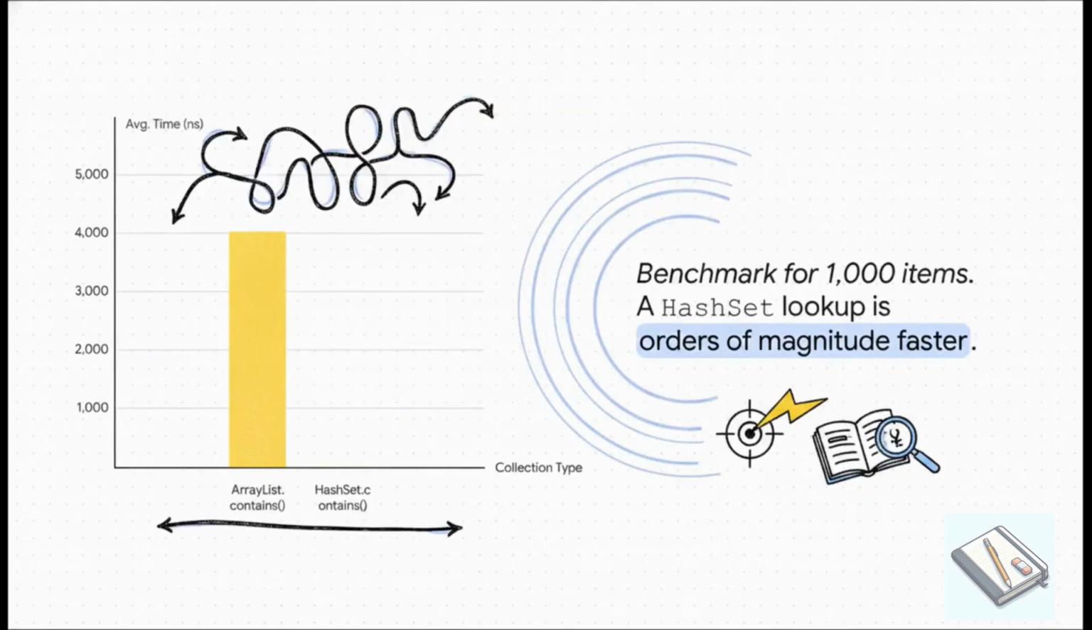And just look at what that means in the real world. This benchmark shows a lookup in an array list took over 4,000 nanoseconds. The same search in a hash set, just 9 nanoseconds. That's not just a little faster, it's over 400 times faster. We're talking about a completely different universe of performance.